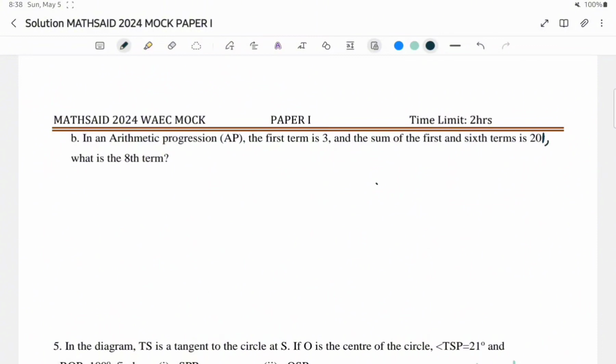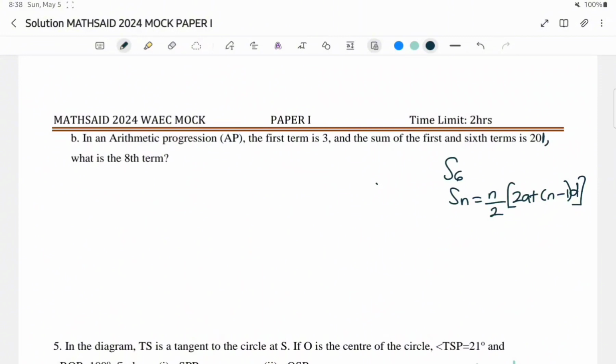First of all, I want you to take note of something in this second part of the question: the sum of the first and sixth terms. Please be careful when you have questions like this. There's a difference between the sum of the first six terms and what we have in the question. Sum of the first six terms means S6, where you apply the formula Sn equals n over 2 into 2a plus n minus 1 d. That's what the sum of the first six terms is about.